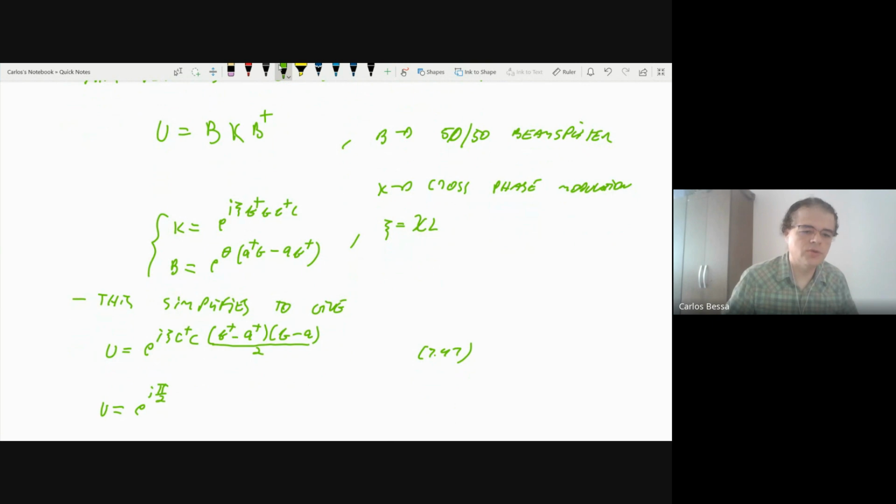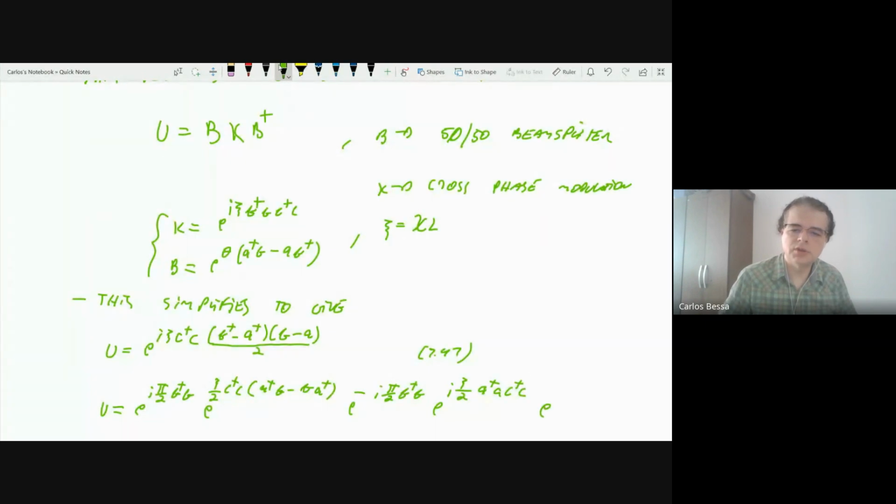product, exponential with the operators B, dagger B, exponential zeta C dagger C, and dagger B minus B dagger, minus I pi over 2 B dagger B, exponential I pi over 2 and dagger A C dagger C, exponential I chi over 2 B dagger B C dagger C. This is equation 7.48. Okay, how to do this?